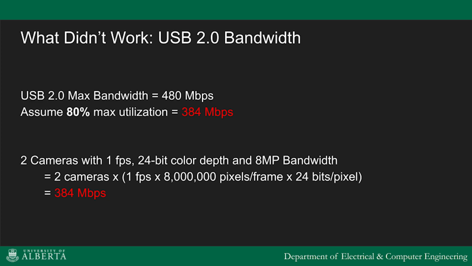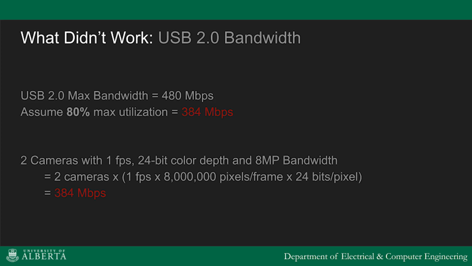If we assume an 80% utilization of USB 2.0's theoretical 480 megabit per second bandwidth, we can see that the bandwidth needed and the available bandwidth are the same. This calculation is a simplification of the data transfer rate, but it's evident that the system does not have enough bandwidth to create high-resolution videos that conform to the specifications.